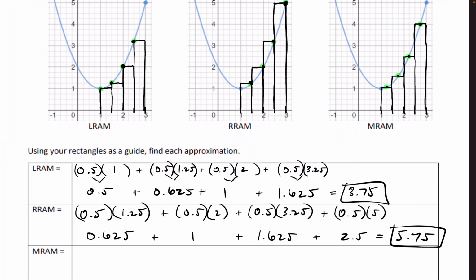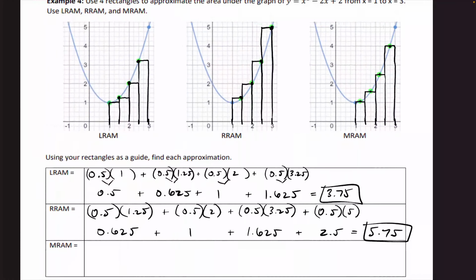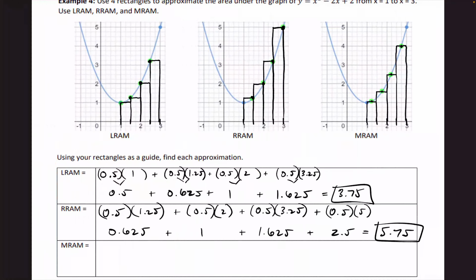Okay. The last one's a little tricky because we're not using the left side, we're not using the right side, we're using the midpoint to determine the height, right? So the width is all going to be the same.